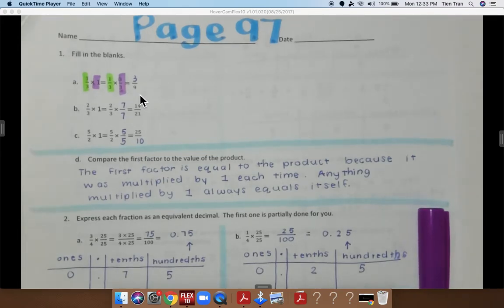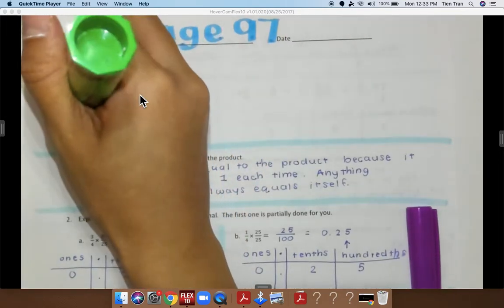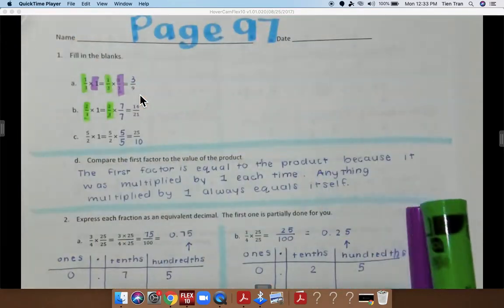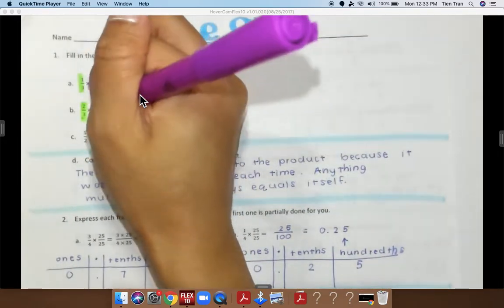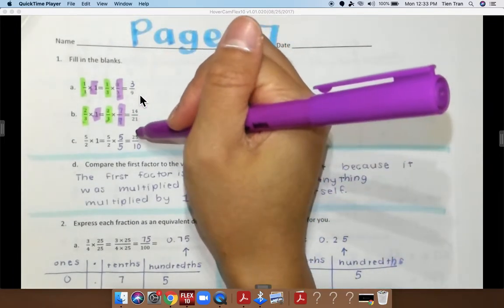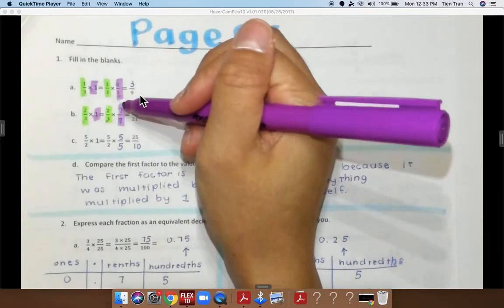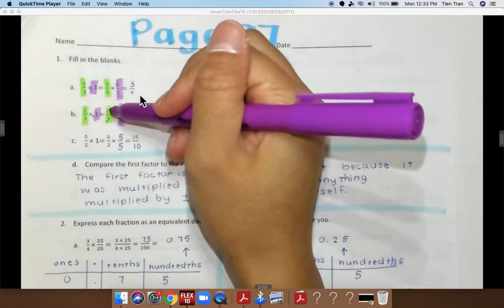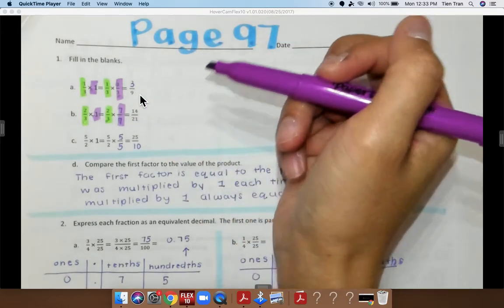So if you look at it carefully, we have 2/3 and 2/3. So we needed something that is equivalent to 1 and also equal to 14 and 21. So 2 times 7 is equal to 14 and 3 times 7 is equal to 21.